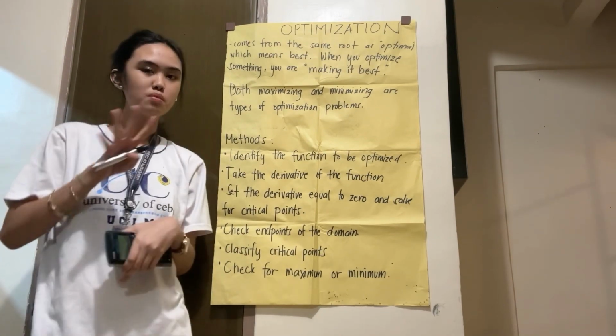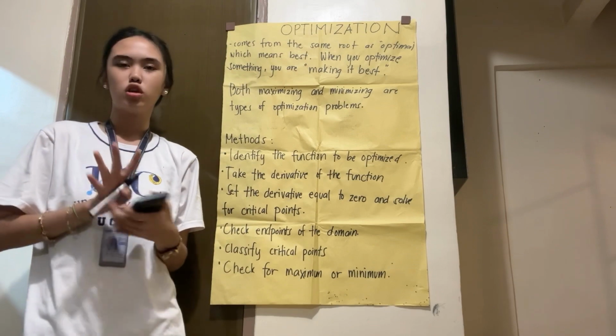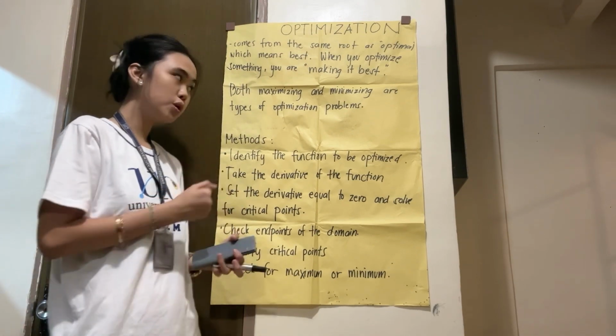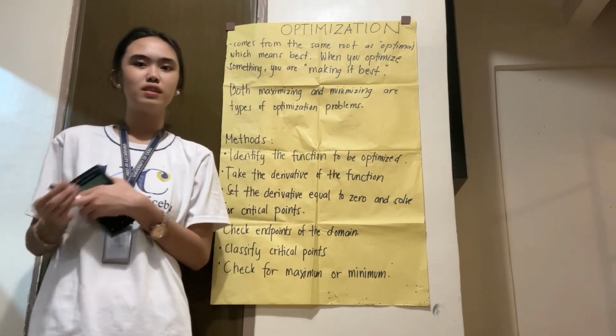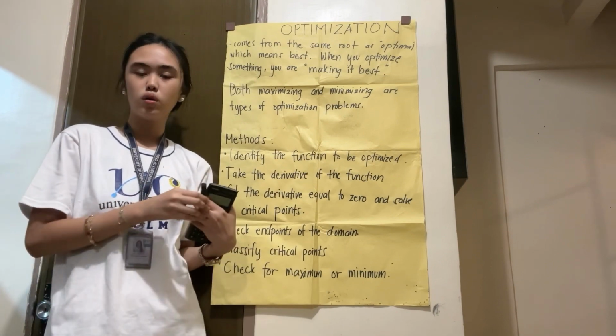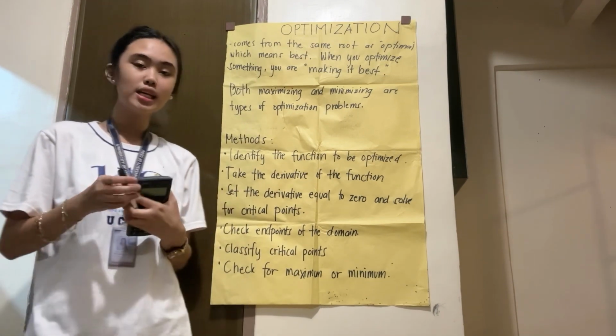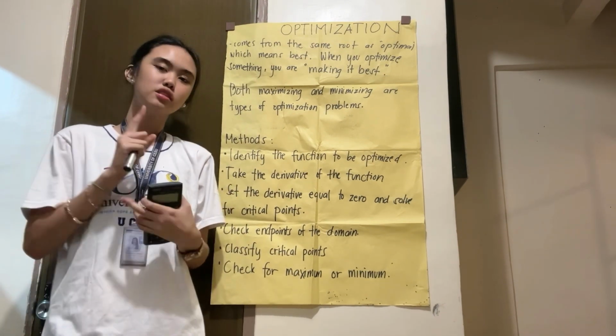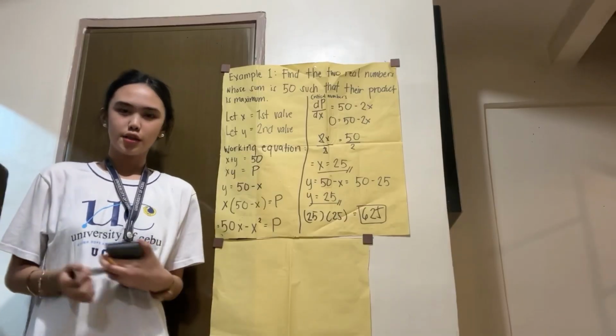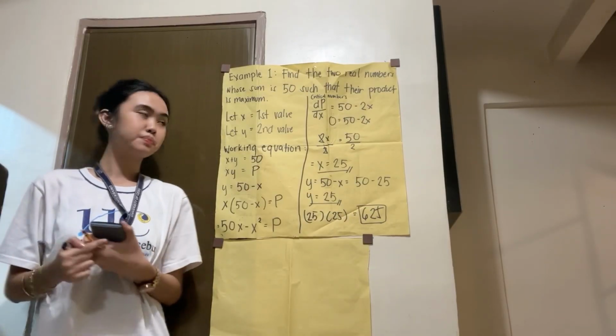So we only have four methods to answer optimization. We need to substitute, find the derivative, equate to zero, and lastly, find the critical values. Just for an example, this is example number 1.